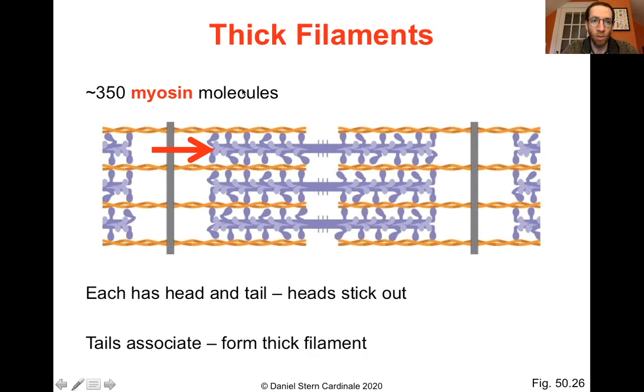Each of these myosin fibers has a head and a tail. So the head sticks out. You can see the heads right here.